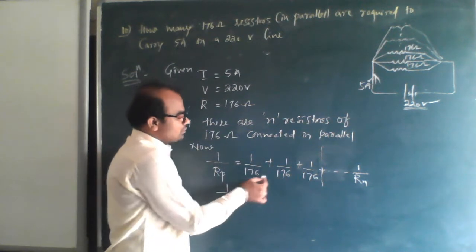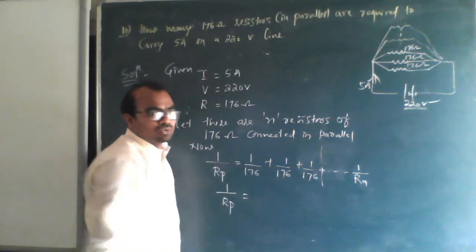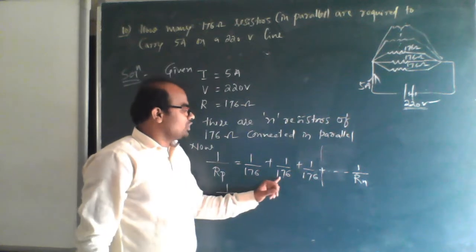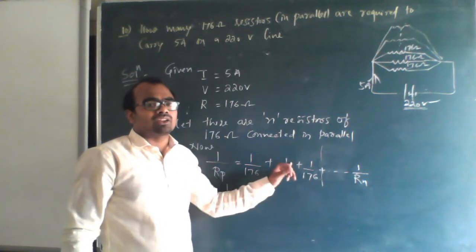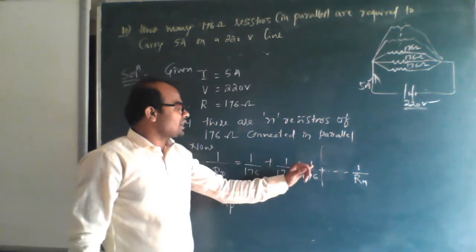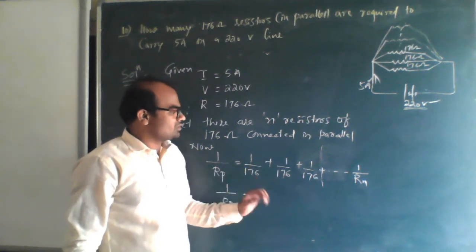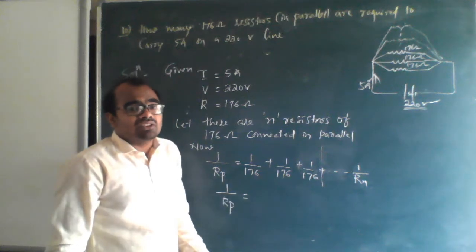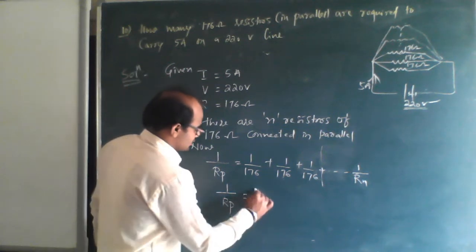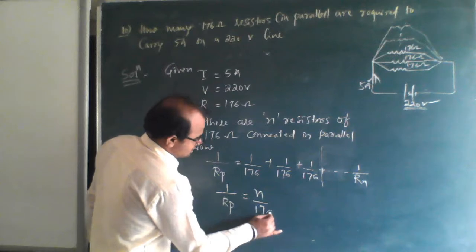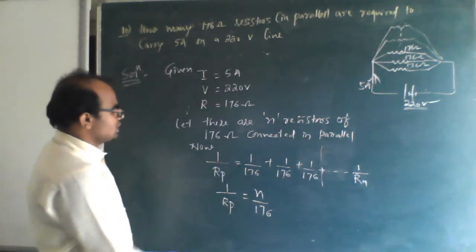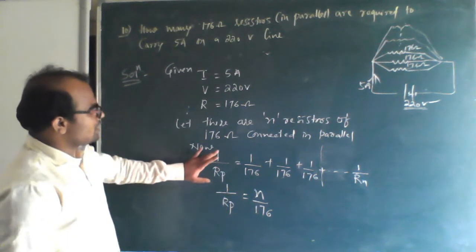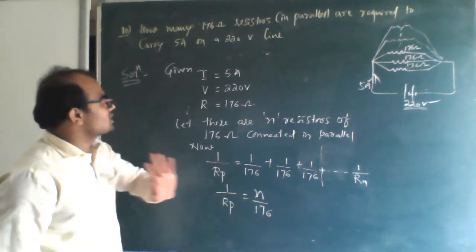Same denominator is there, just you have to add the numerators, like fractions. Addition of like fractions: same denominators means you have to add the numerators. So for 3 resistors we can have 3 by 176. For 4 resistors 4 by 176. Here n resistors are there, means n by 176. So 1 by Rp is equal to n upon 176.